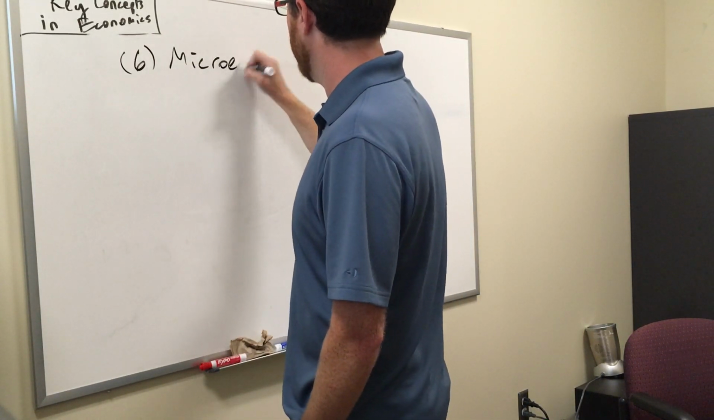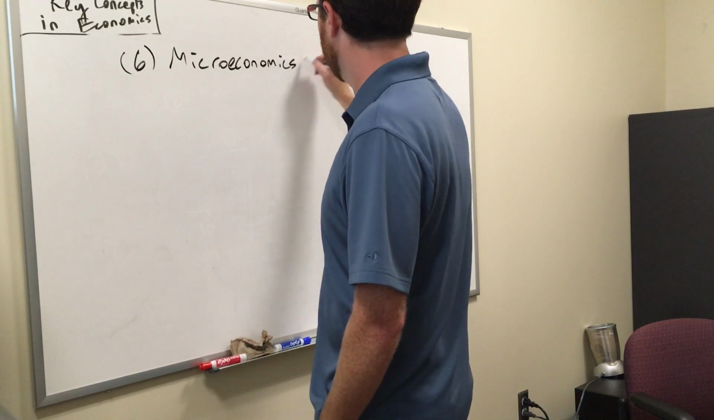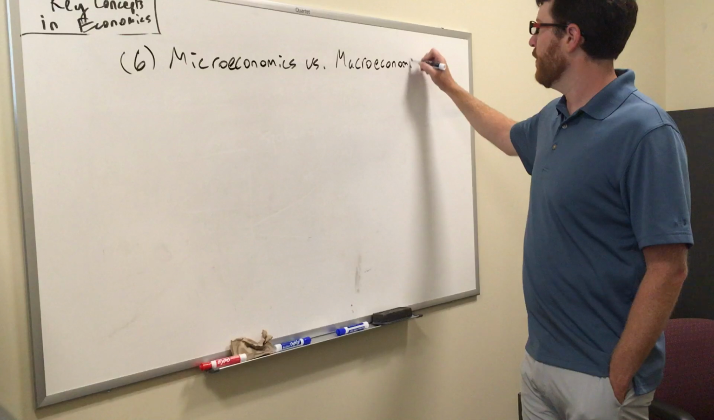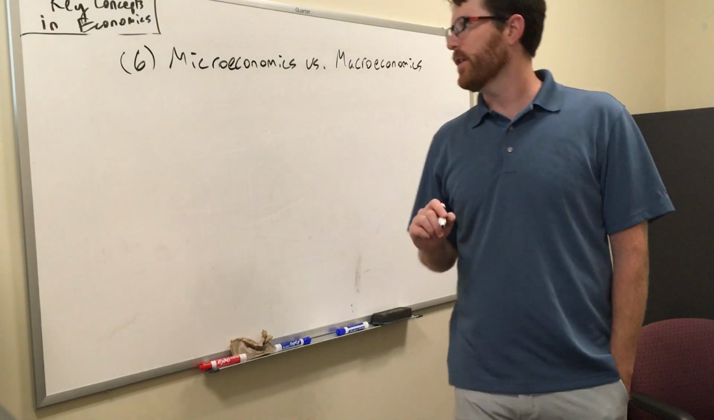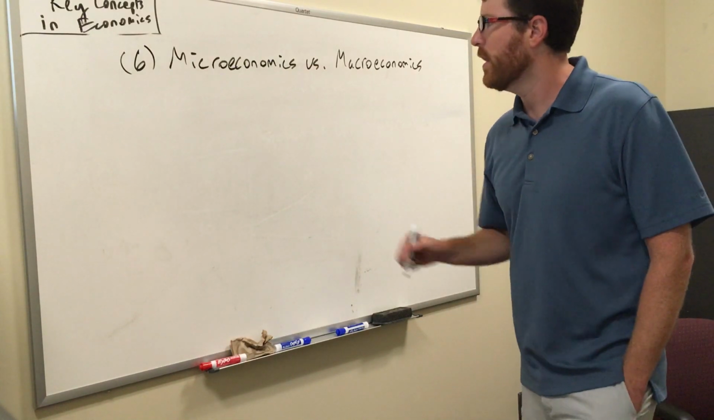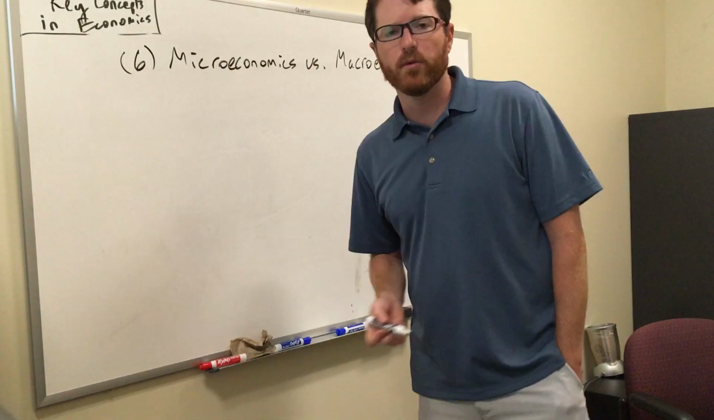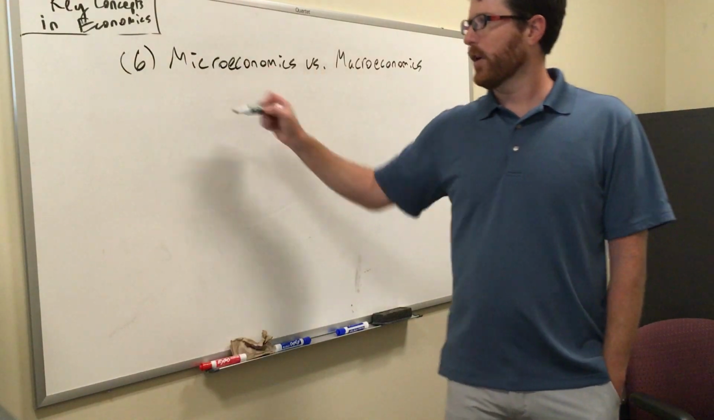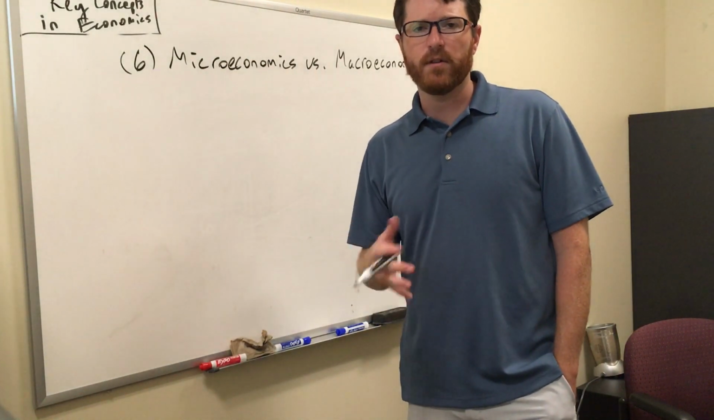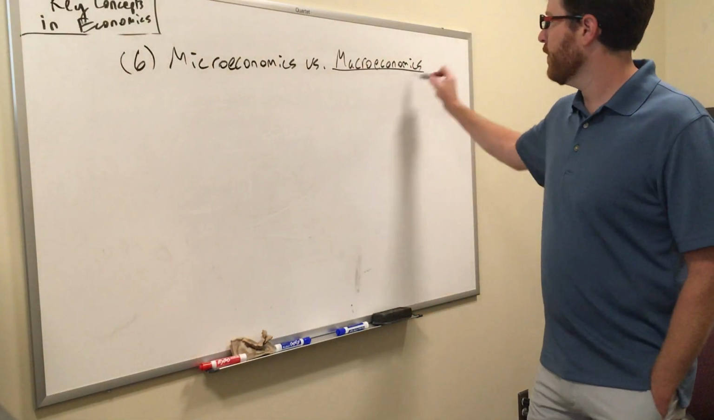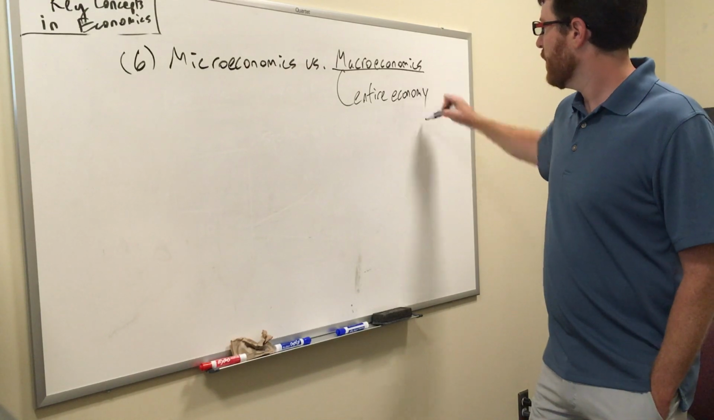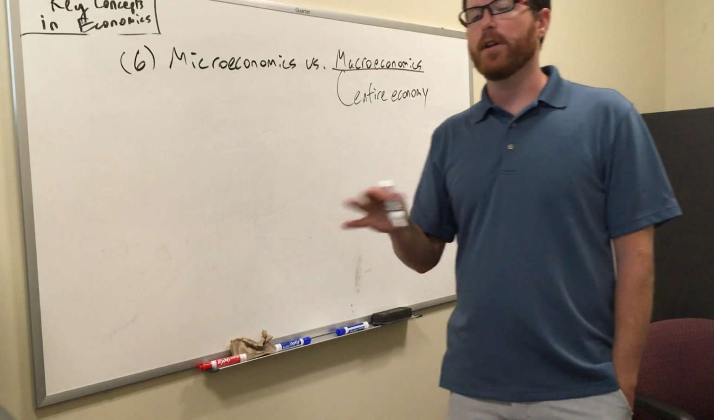And then number 6 here is microeconomics versus macroeconomics. I'm just going to speak on this very briefly because I brought it up in the first video. If you're taking this in the summer class, that first video I sent out, I talked about this a bit. Micro is at the individual level. Okay, so microeconomics is thinking about what individuals do, firms, industries, things like that. Macroeconomics is the entire economy.